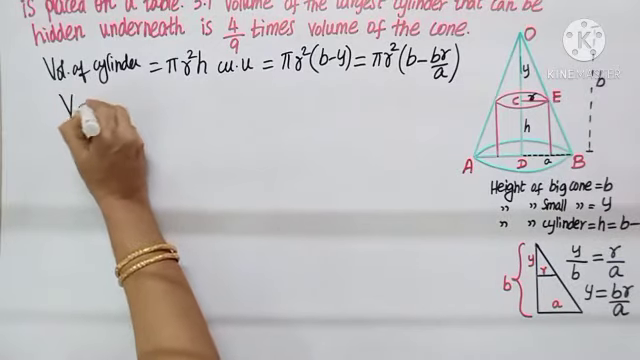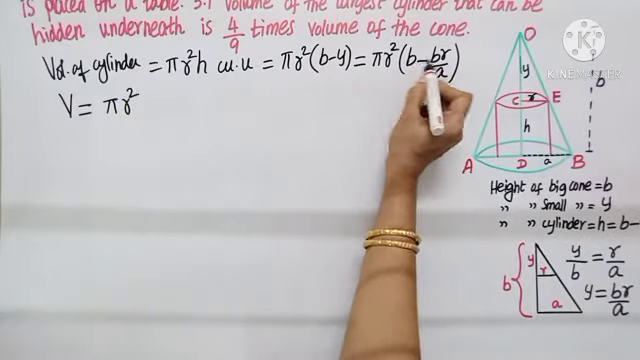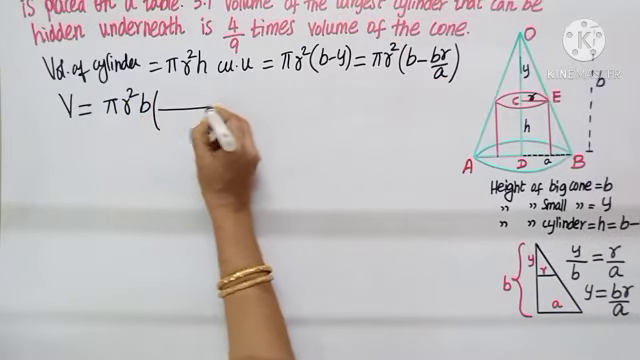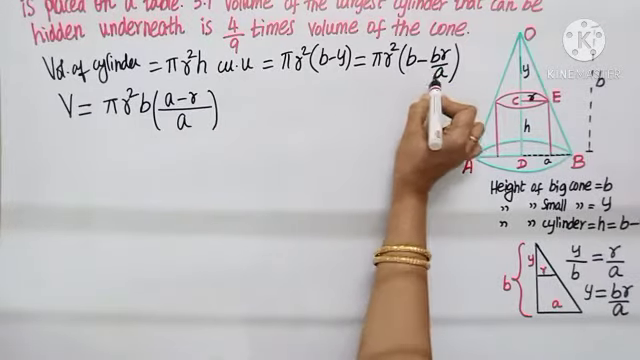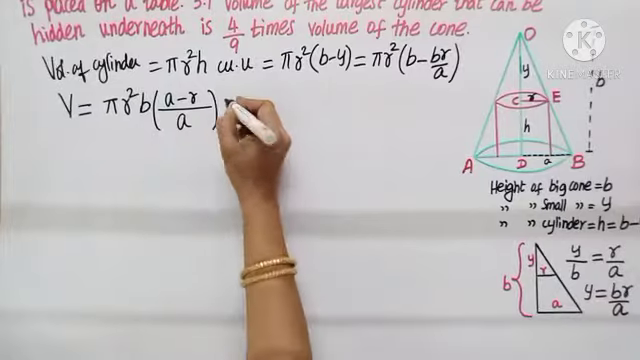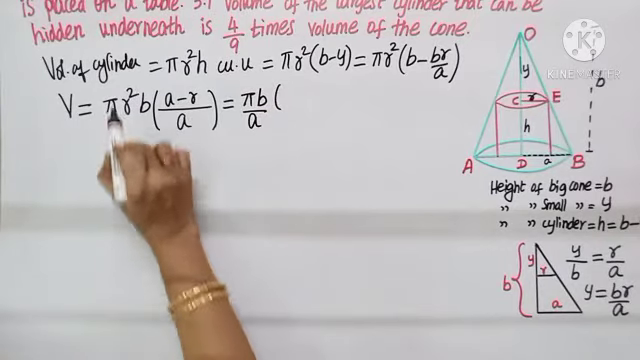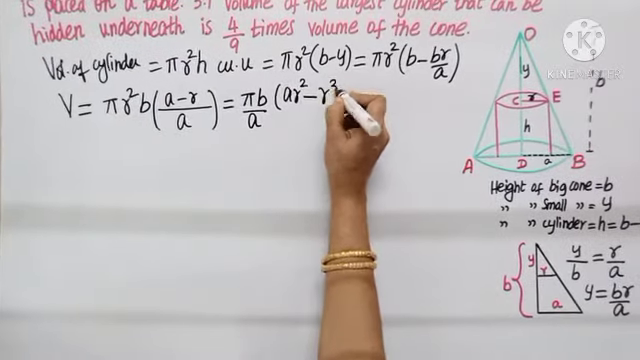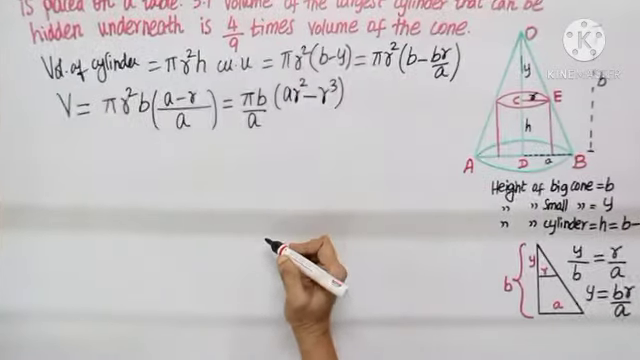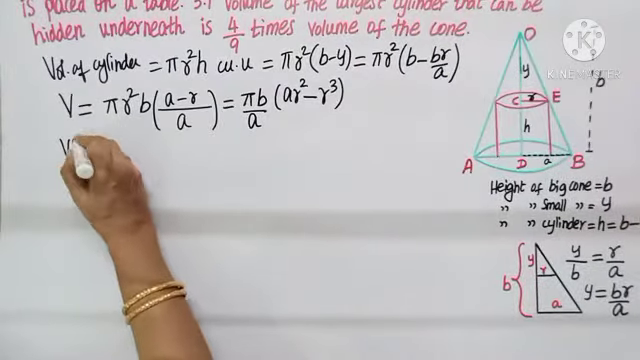Simplify this answer. V equals pi r square. We have b common. Let us take it out. LCM A. Cross multiply A minus R. We have taken this b out. A minus R by A. Now I can further simplify. Pi b by A can be out. Multiply r square in A r square minus r cube. So this is V. My question is, cylinder is largest. That is, V is maximum.